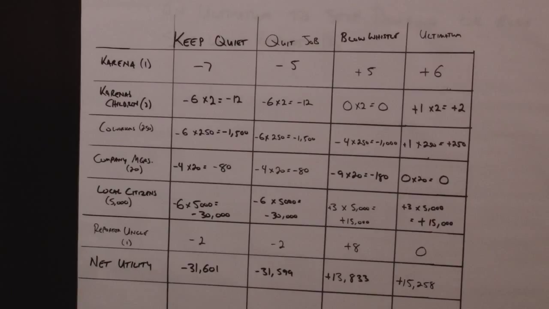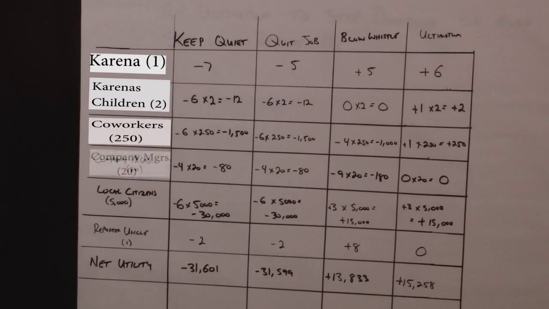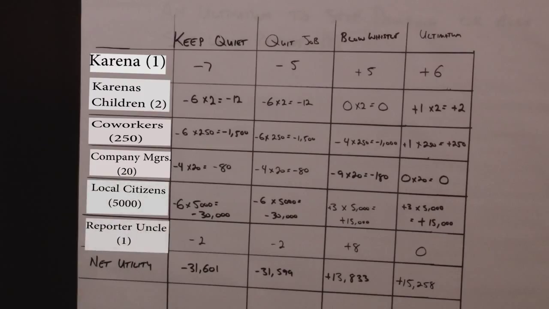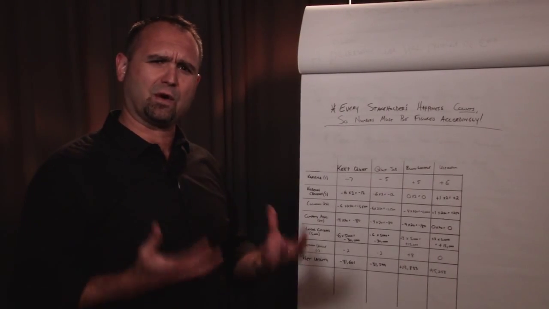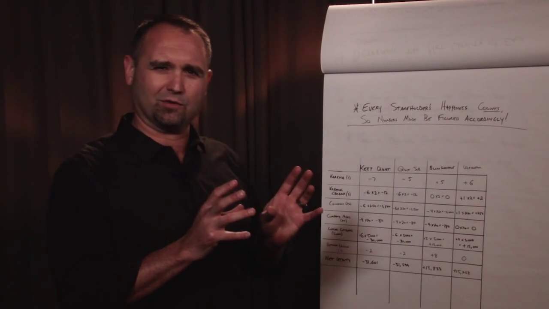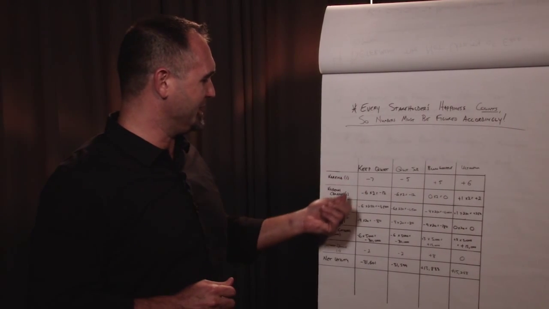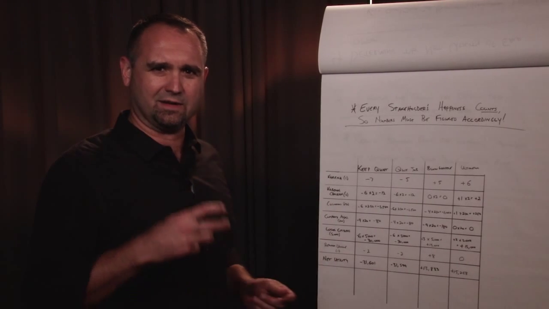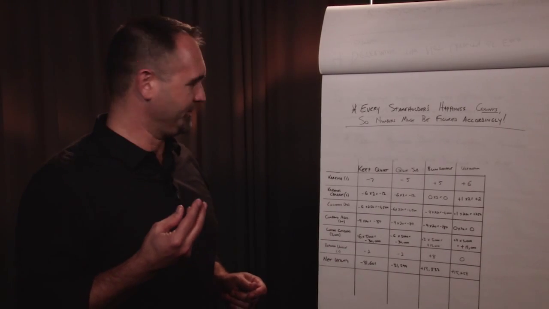I've done some assignment of values here. We know that there's only one Karina. We know that there are 2 children that Karina has. We'll estimate that maybe the number of coworkers is something like 250. The company managers, something like 20. The local citizens, let's say it's a small town, so about 5,000 people live in the area, and there's one reporter uncle. So to figure out the total net utility in this circumstance, what we must do is take the value that we assigned in the more simple table and then multiply it by the number of stakeholders in each of these categories to yield the total net utility of that particular option.